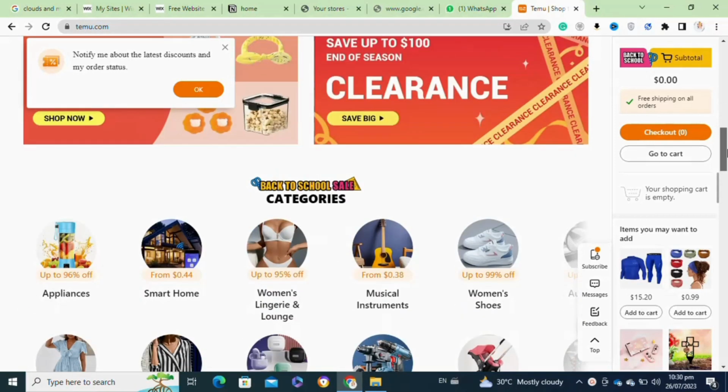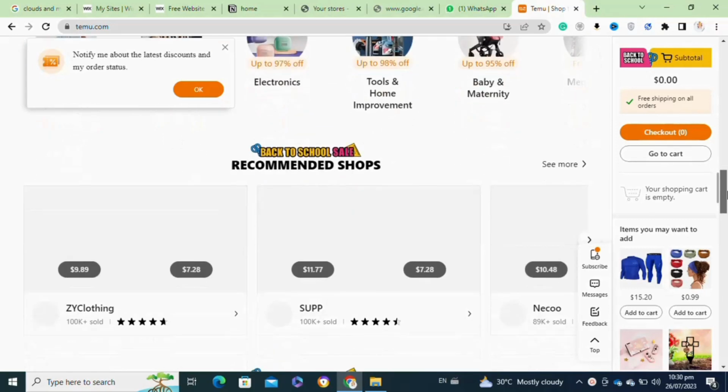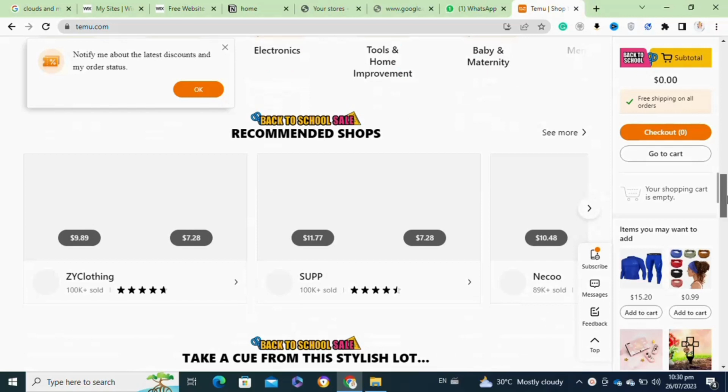To start dropshipping on Temu, you have to first create your Temu account. Check their terms and conditions, seller policies, and fees to understand how the platform operates.